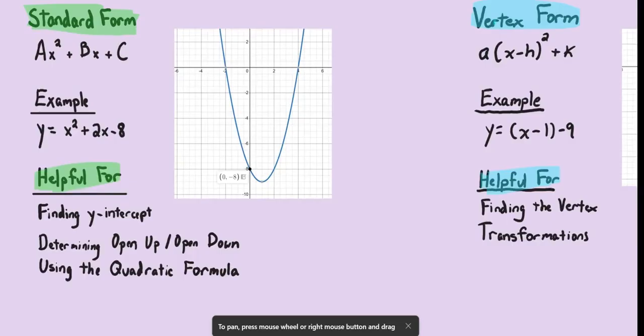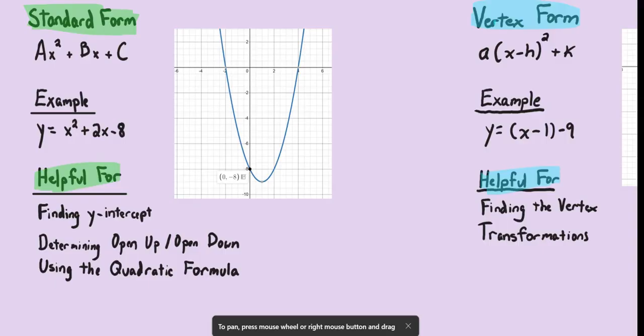The a value is the coefficient that comes before the x squared. So in the example here, the a value would be 1. There's nothing before the x squared, but we could put a 1 there. That wouldn't change the value. So a would be 1. B is 2 in the example, and c would be negative 8 in the example.